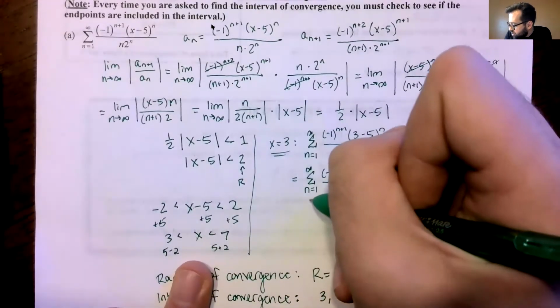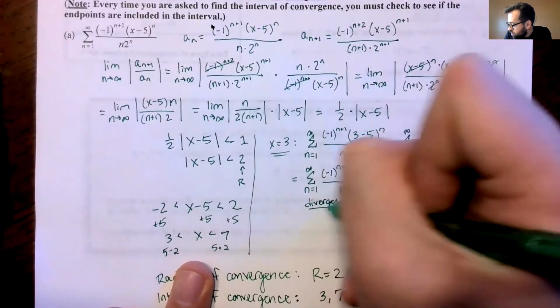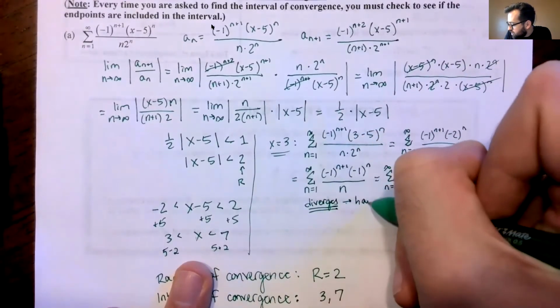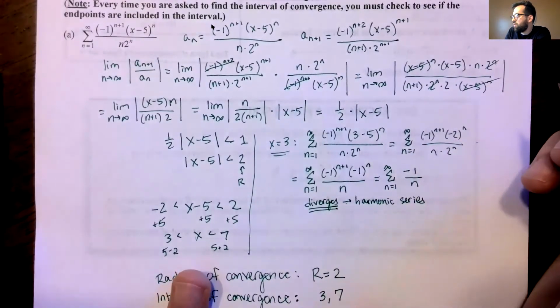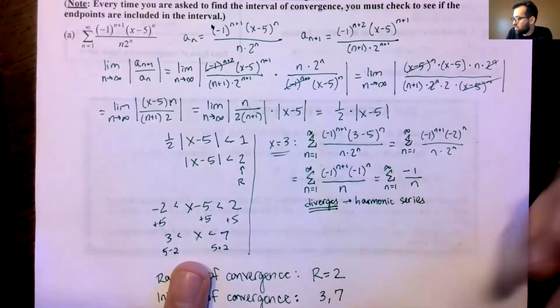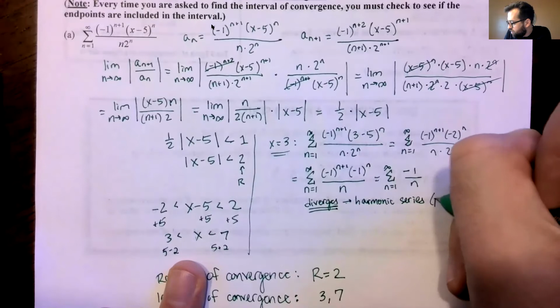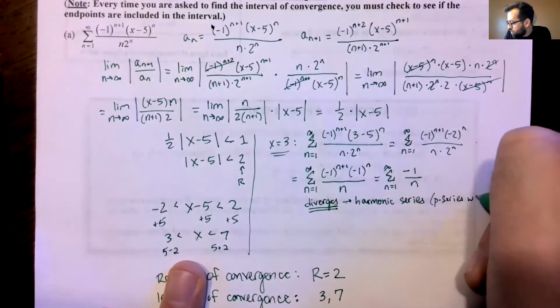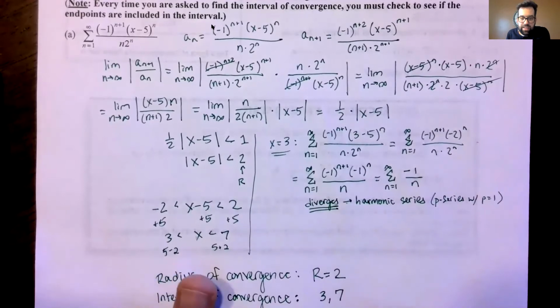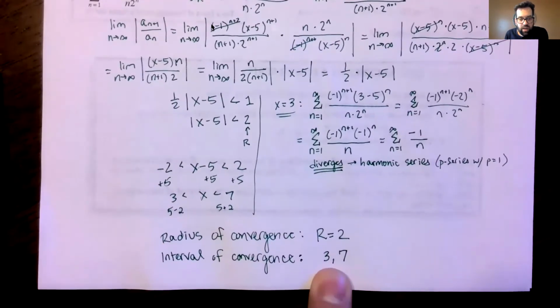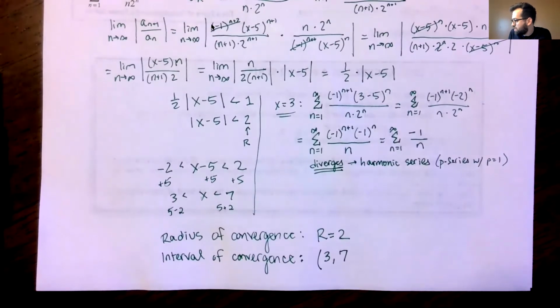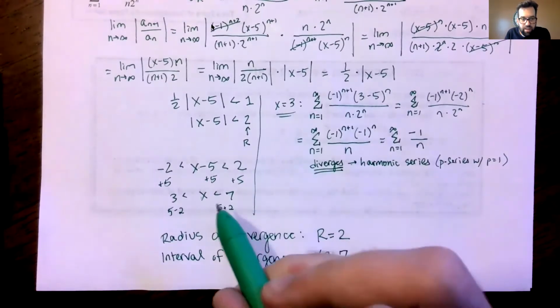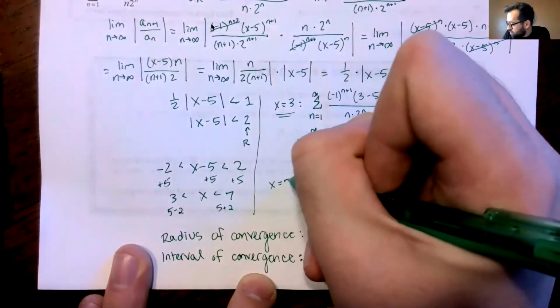So this diverges because it is the harmonic series in disguise. If you think back to last unit, the harmonic series, it's a p series with p equal 1. And that makes it diverge. Okay, so what we know now is for our interval of convergence, we're not going to include the 3 because the 3 made the series diverge. So then we're going to check the 7, the other endpoint. I don't have much space left, so hopefully this will fit.